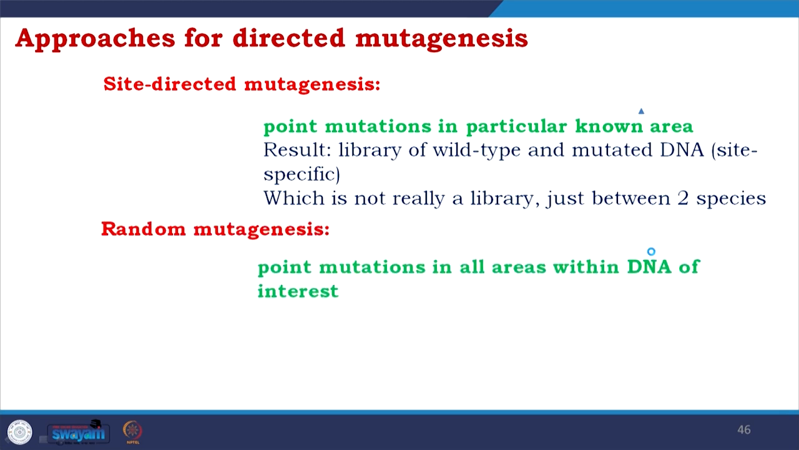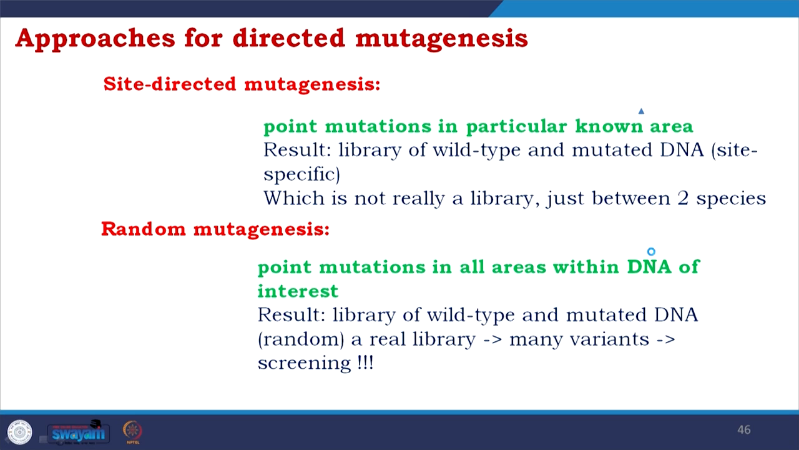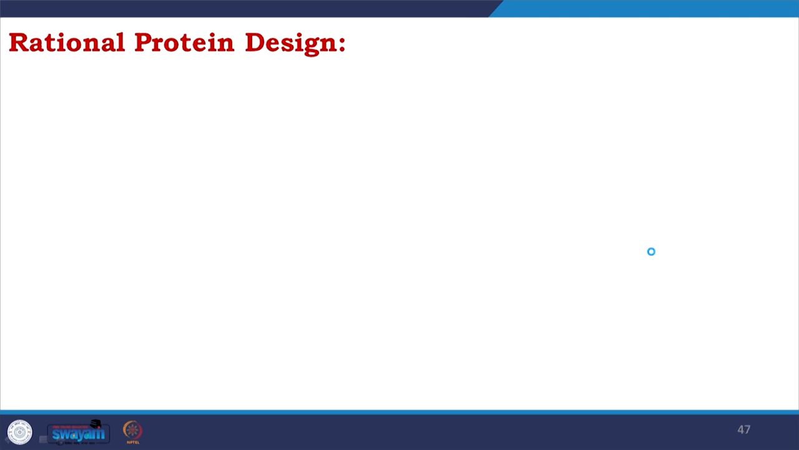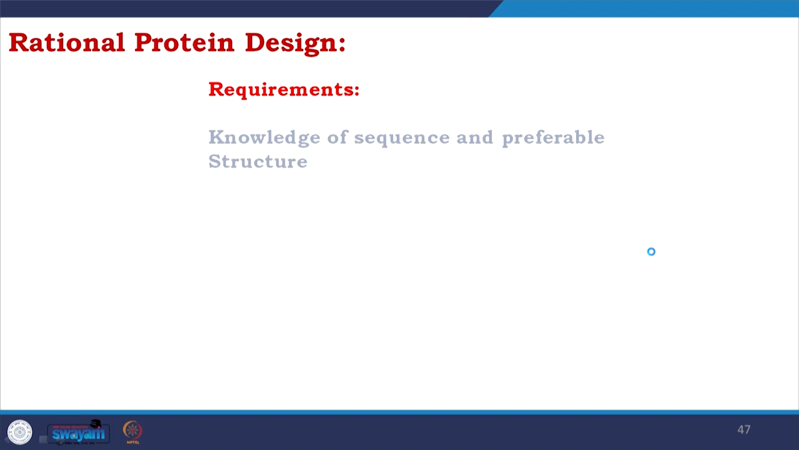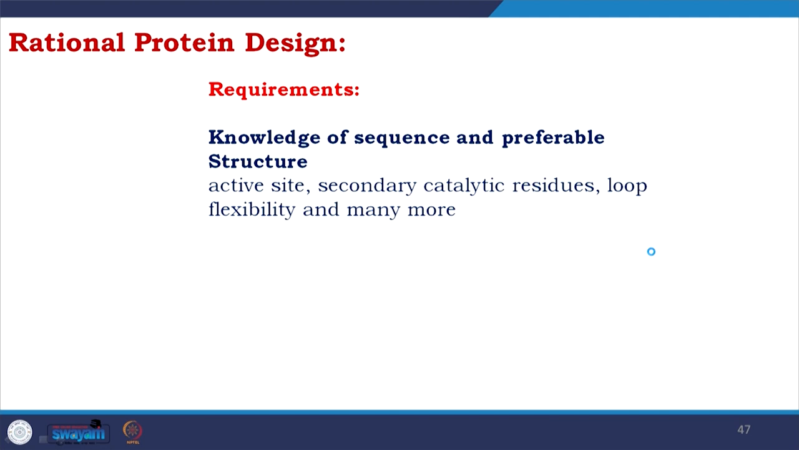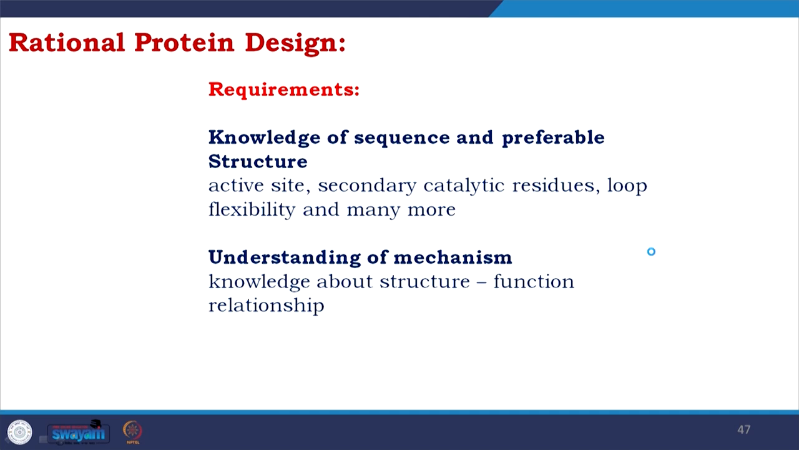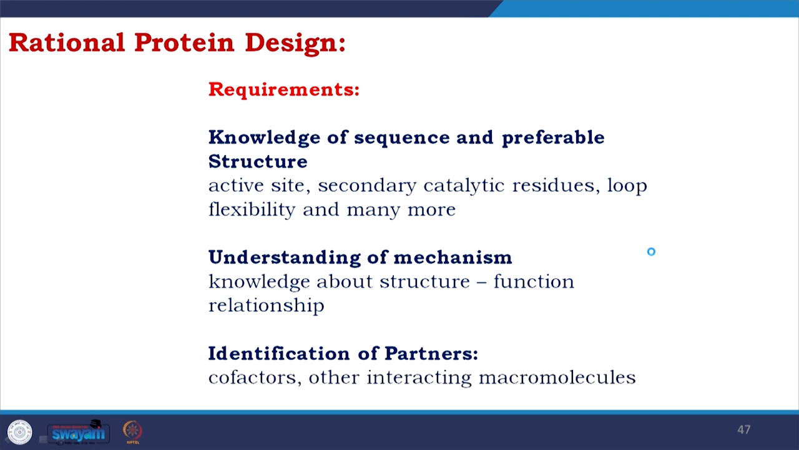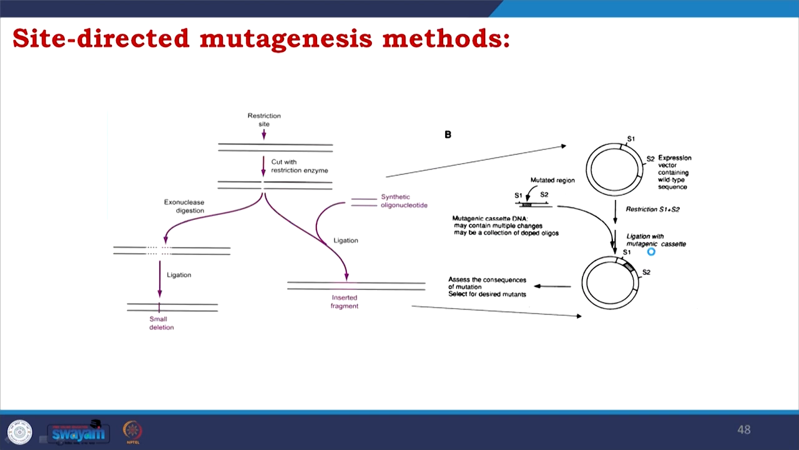Random mutagenesis: point mutation in all areas within the DNA of interest. Result: a library of wild type and mutated DNA, a real library, many variants which need screening. So, when you go for rational protein design, your requirement is knowledge of sequence and preferably structure, active site, secondary structure, catalytic residues, loop flexibility and many more. You should understand the mechanism if it is working with an enzyme, have knowledge about structure function relationship and identification of partners like cofactors, other interacting macromolecules, etc.